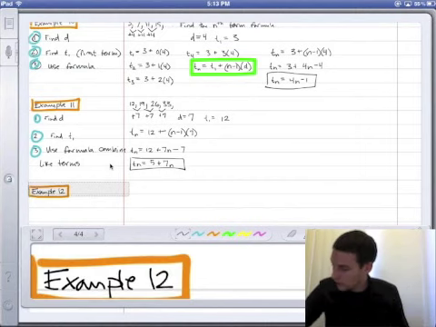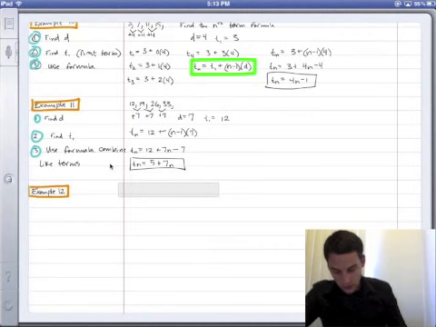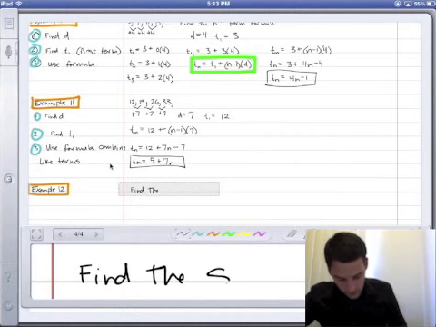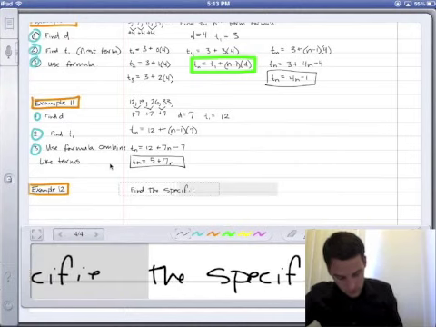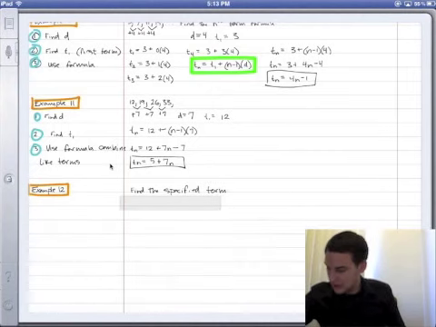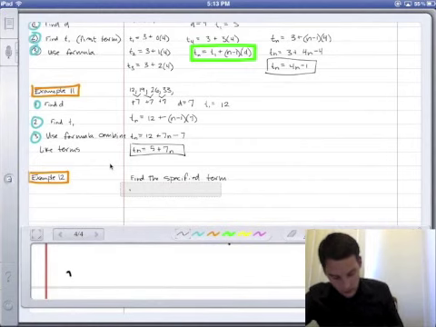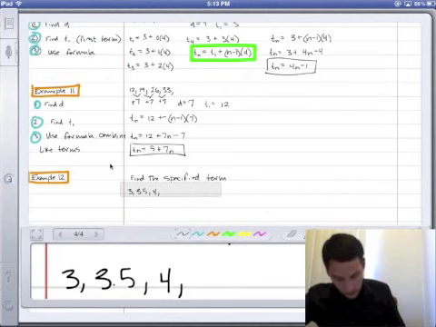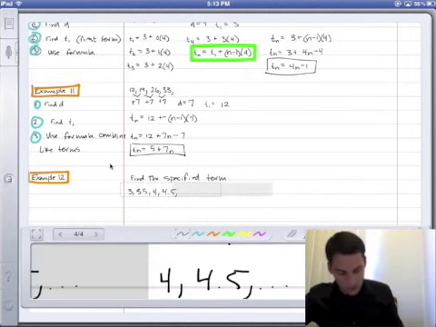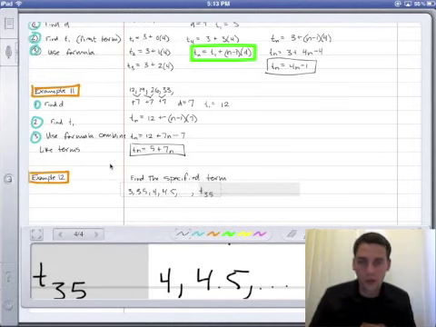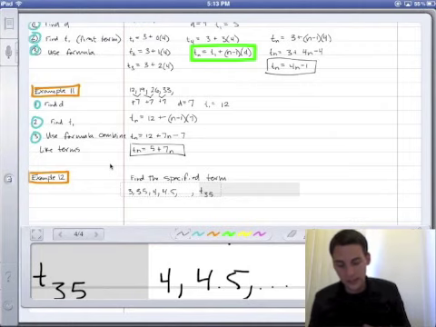Number 12. The directions are find the specified term, and I'll show you what that means. First we'll have 3. This is my sequence. 3, 3.5, 4, 4.5, and so on. We want to find t sub 35. That means find the 35th term.